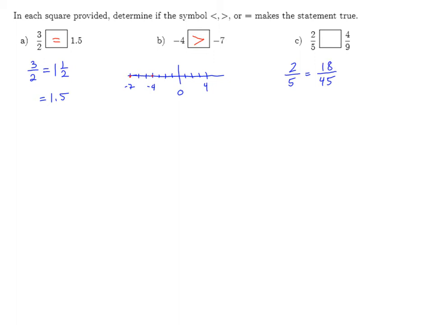And 4/9, building this up to 45ths, I needed to multiply that denominator by 5. So also multiply the numerator by 5, and I'll see that that is 20 45ths. So 4/9 in that case is the larger number. So when looking at that inequality symbol, put the open side on 4/9 and the smaller side on 2/5 as it's the smaller number. So that reads 2/5 is less than 4/9.